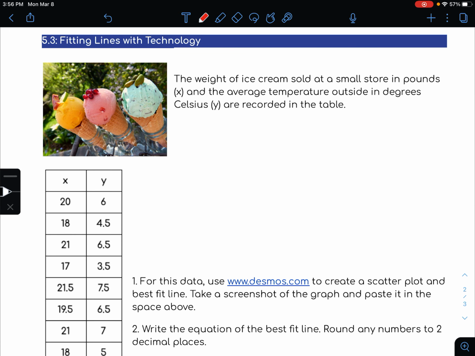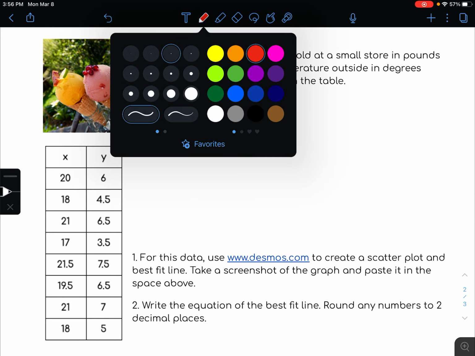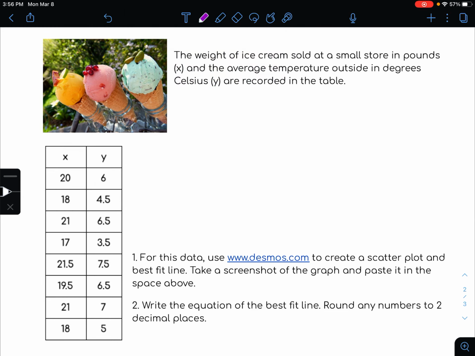So the situation is this: the weight of ice cream sold at a small store in pounds, X, and the average temperature outside in degrees Celsius, Y, are recorded on the table. Let's go ahead and label that on the table. So X is the ice cream weight in pounds. Okay, so it's essentially how much ice cream is being sold.